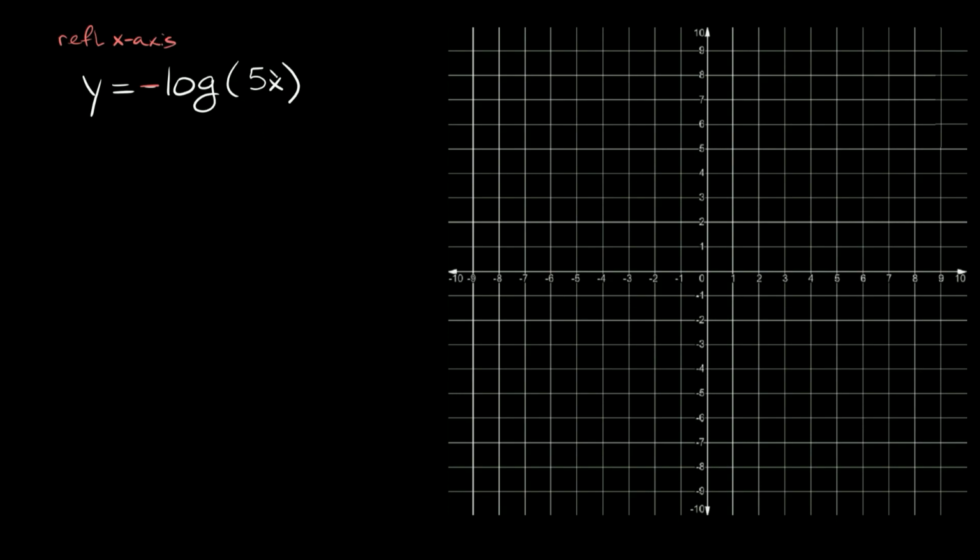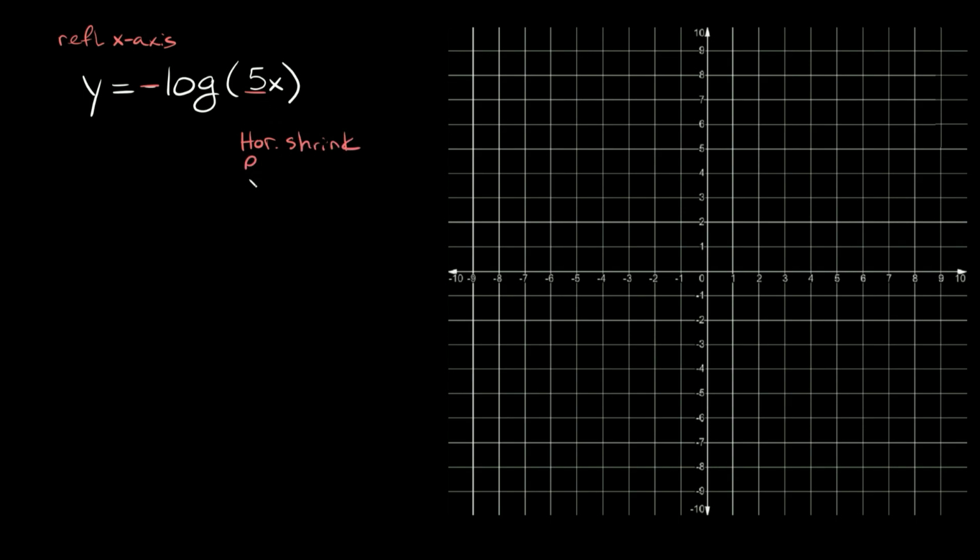Now, the other thing going on here is there's another number being multiplied by this x, inside of these parentheses. And when you see a number in here, this indicates a horizontal stretch or shrink. Now, if this number is bigger than 1, like in this case, then we have a horizontal shrink.